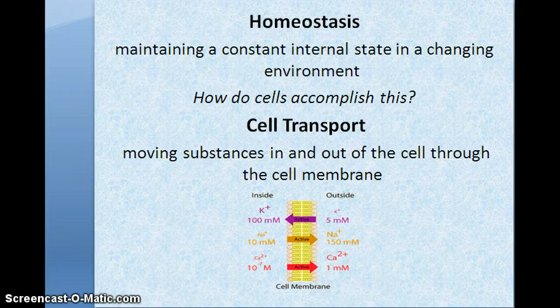How do cells then accomplish this homeostasis? It's through cell transport. If we look at the word cell transport, what is transported into the cell and what is transported out of the cell? If we look at Anchor 1, what is responsible for moving things into and out of the cell? It's the cell membrane.